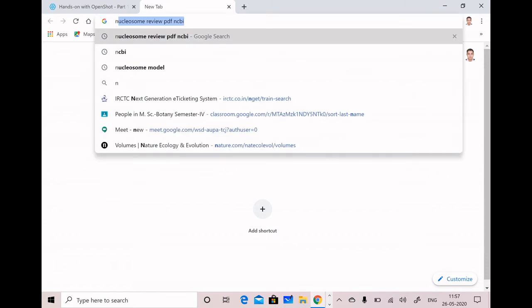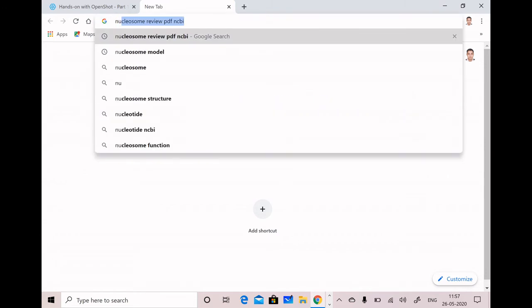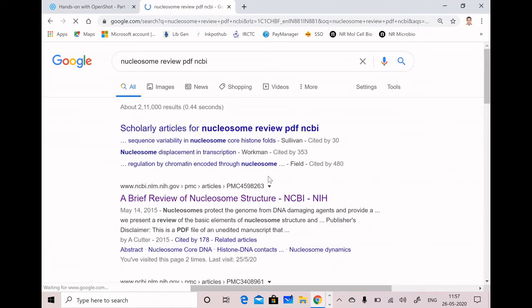For example, here we were talking about the nucleosome, and I just want to review how much progress has been made in the nucleosome structure and its dynamicity. So I simply write nucleosome review and mention PDF and NCBI. And NCBI is the site where we can find authentic articles.